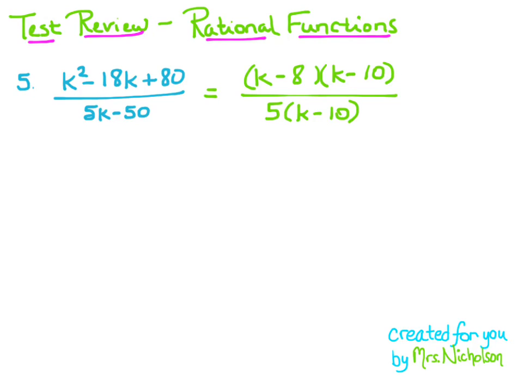But here in this one, I've got K minus 8 times K minus 10 over 5 times K minus 10. So the K minus 10s in the numerator and the denominator, those can both cancel out. And I'm left with K minus 8 over 5 as my simplified expression.